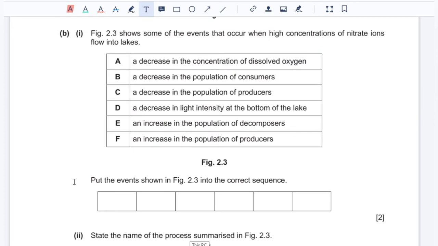B. Figure 2.3 shows some of the events that occur when high concentrations of nitrate ions flow into lakes. Put the events in Figure 2.3 into the correct sequence. Alright, so first off, you've got an increase in the population of producers. This occurs when nitrate ions are leached out of the soil and they move into the water bodies, which will cause an increase in the growth of algae and green plants. So they are producers. They'll increase in numbers.